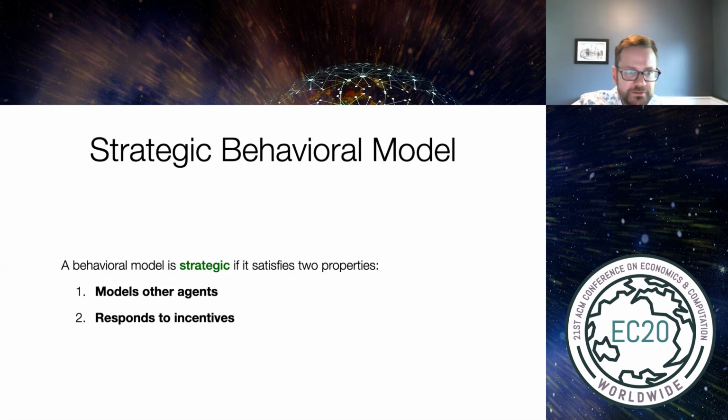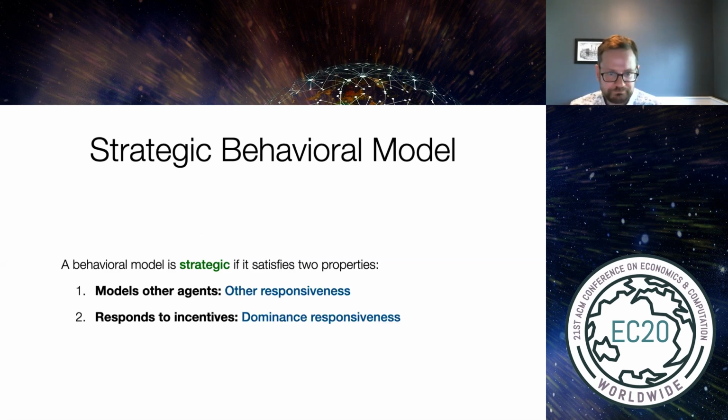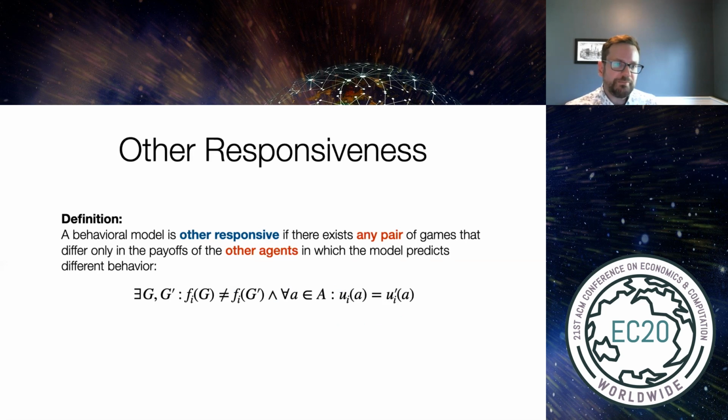So recall that we think that a model is strategic if it satisfies 2 properties. It has to model the other agents, and it has to respond to its own incentives. So we're going to give some formal properties that capture these notions. The formal properties are called other responsiveness and dominance responsiveness. I'm going to say the behavioral model is other responsive if there's any pair of games anywhere at all, such that when I apply my model to them, I do different things, and the games themselves only differ in the payoffs of some other agent.